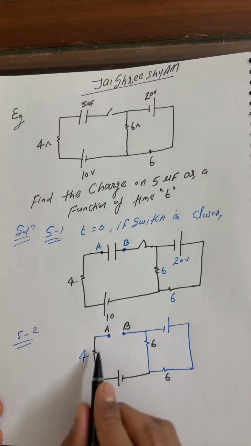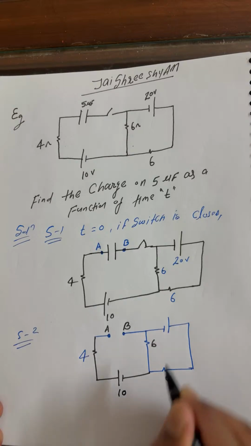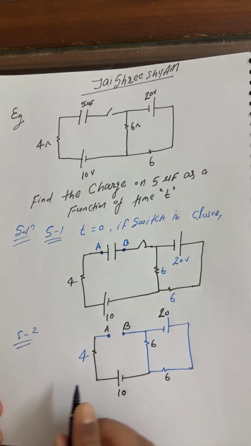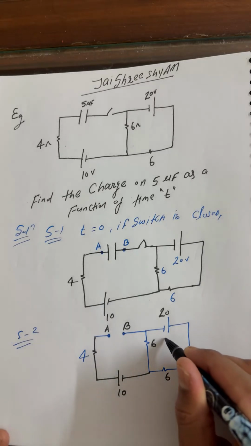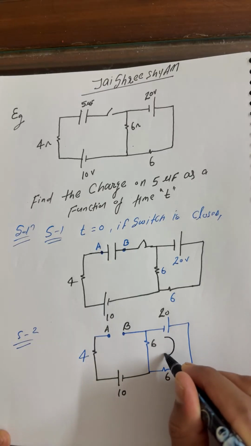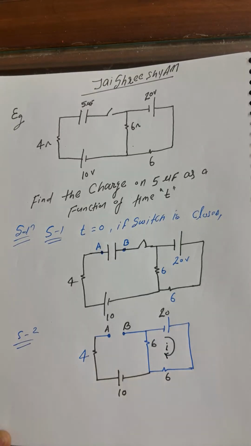So first I'll find what is the R equivalent across AB. This is 10 volt, this is 20 volt. So for R equivalent, 6 and 6, what can we see? Parallel, right? Because current will flow in this circuit. I hope all of you are getting my point. Current will flow in this circuit only, right?